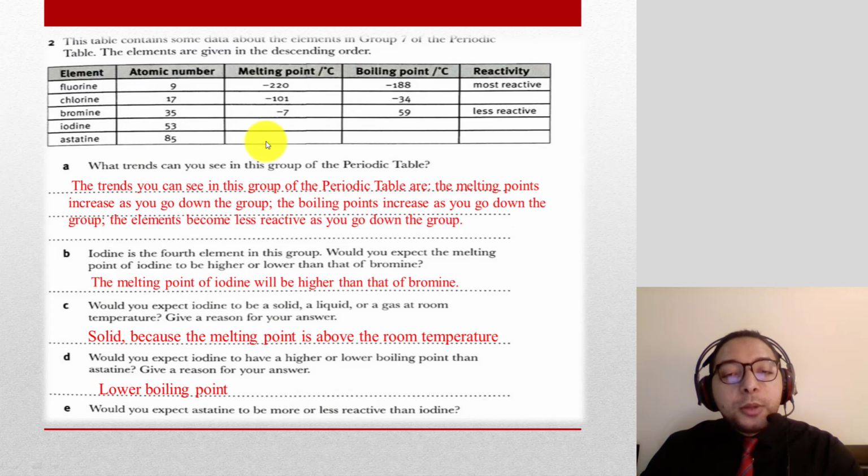Would you expect astatine to be more or less reactive than iodine? Of course, it's going to be less reactive, because the most reactive is found at the top. As you go down, the reactivity decreases.